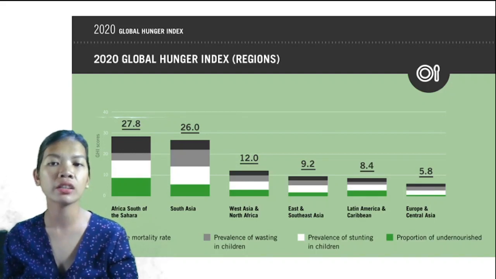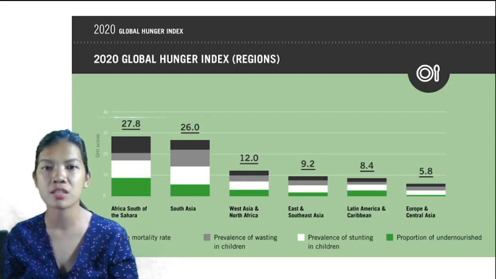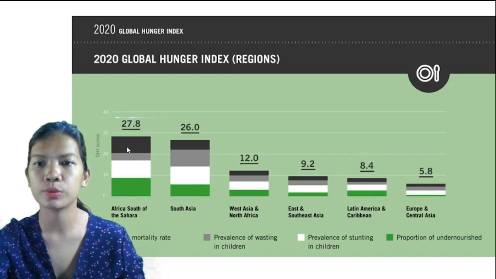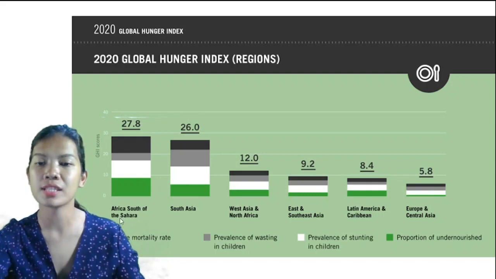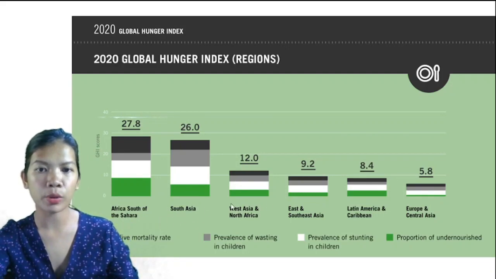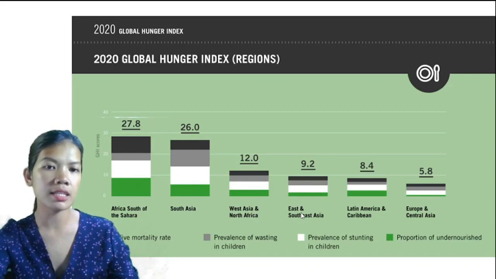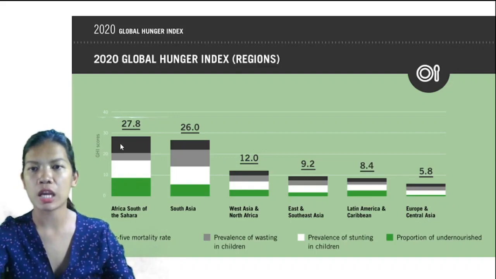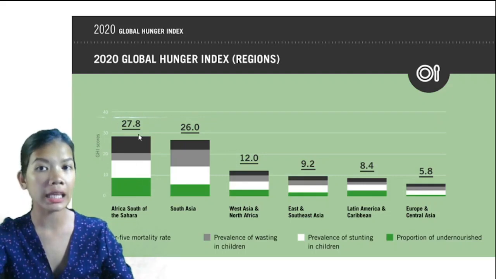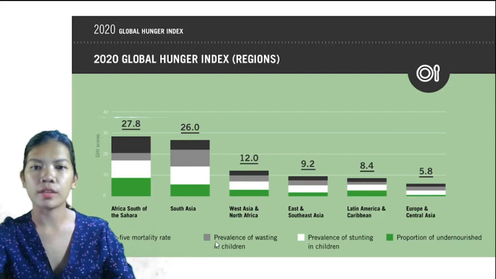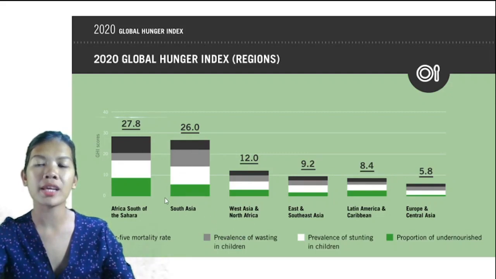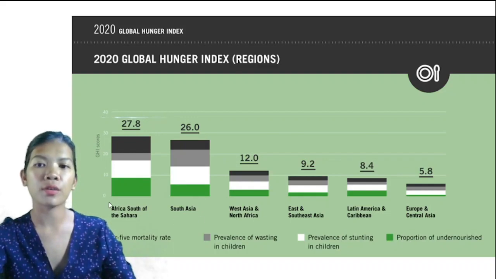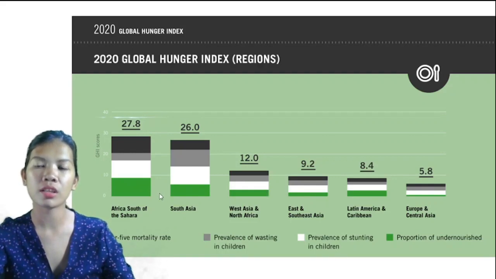This hunger varies enormously by region across the world. In this report, as you can see here, we have Africa south of the Sahara, South Asia, West Asia and North Africa, East and Southeast Asia, Latin America and the Caribbean, and Europe and Central Asia. The black color represents the mortality rate. The gray one represents the prevalence of wasting in children. The white one represents stunting in children, and the green one represents the undernourished.